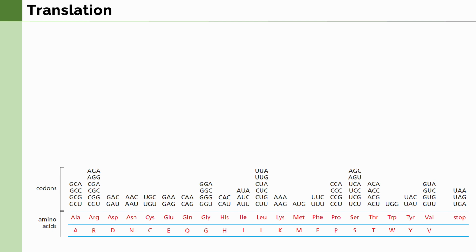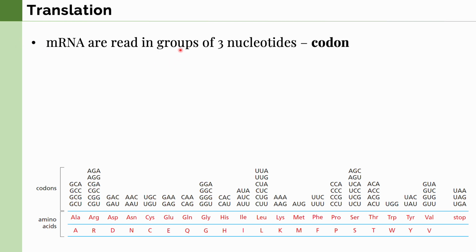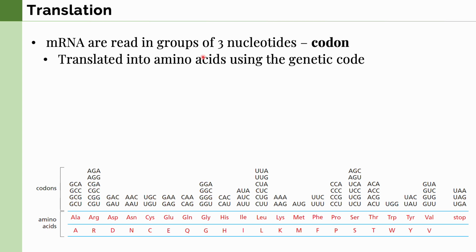Let's now move on to the last part of our central dogma, which is translation. Once mRNA has been successfully exported into the cytoplasm, it is then read in groups of 3 nucleotides called codons. These codons are then translated into amino acids using the genetic code. The genetic code can be seen here at the bottom of the slide.